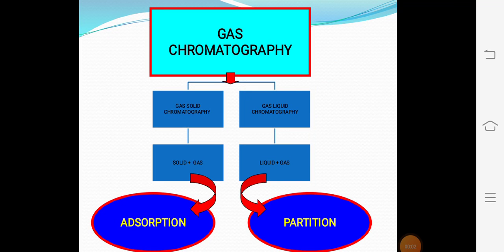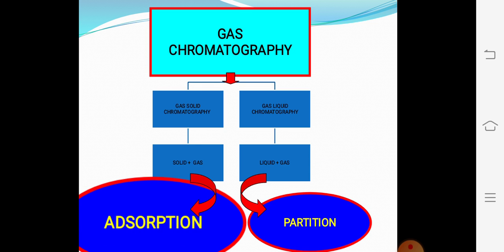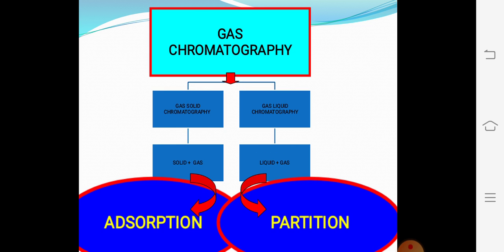Today I will lecture on MSc Part 1, Semester 2, Paper 4, Unit 1, Chromatography. First of all, I will explain gas chromatography. There are gas-solid chromatography and gas-liquid chromatography. Gas-solid chromatography involves solid plus gas, and gas-liquid chromatography involves liquid plus gas. This one is adsorption, and the next is partition.